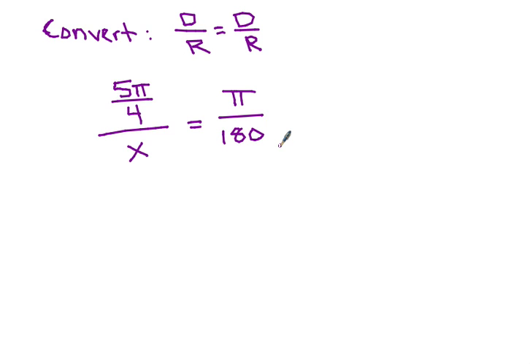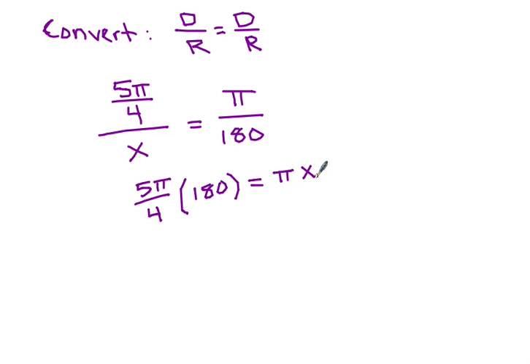Okay. If I wanted to, I could also have this flip-flop. You could have x over the 5 pi over 4 equals 180 over pi. Does not matter. Okay. So then we'll cross-multiply. So we'll have that 5 pi over 4 times 180. Oops, I wrote 180. So 5 pi over 4 times our 180 equals our pi times x.